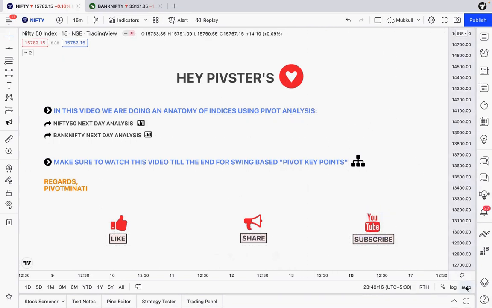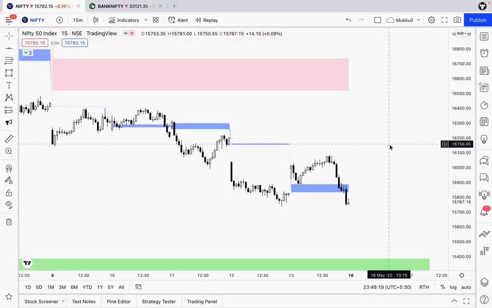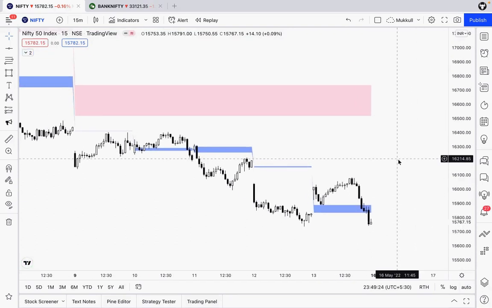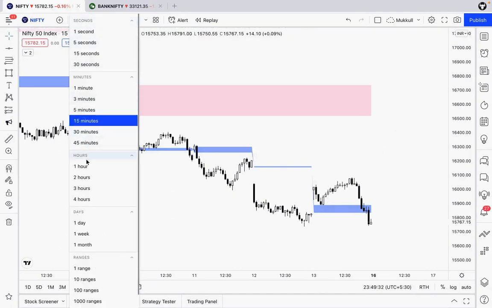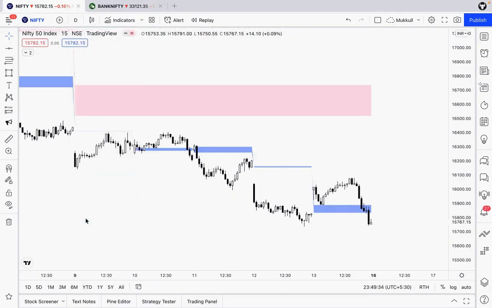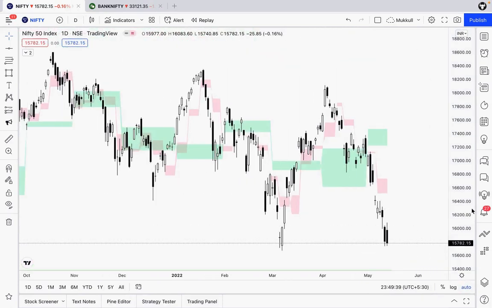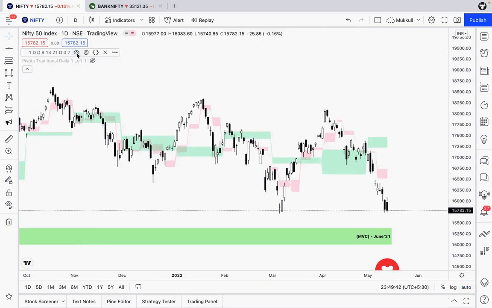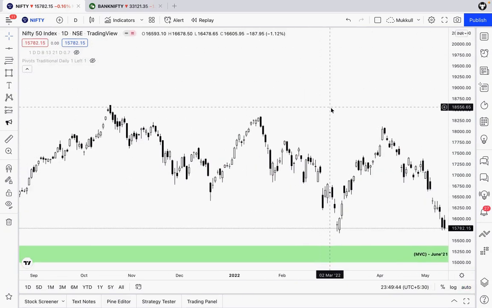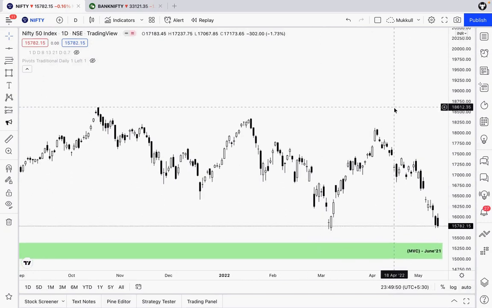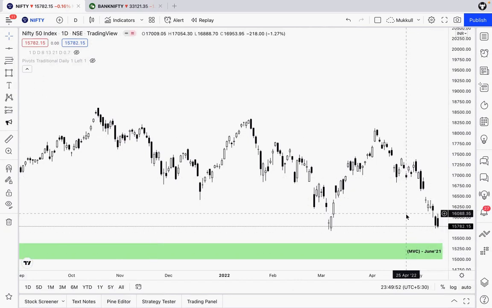Firstly, let's see what are some crucial points for Nifty. Let's study the basic structure of Nifty which is being followed. Let's go to the daily time frame first, just to keep a broader view of the structure. Let me just switch these things off. As you see, I have something marked here as MVC June 21.